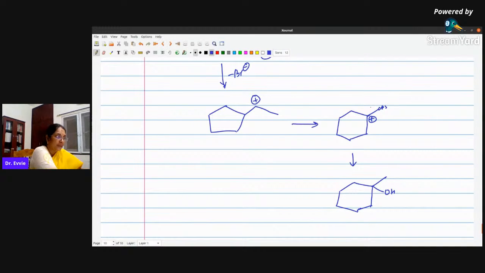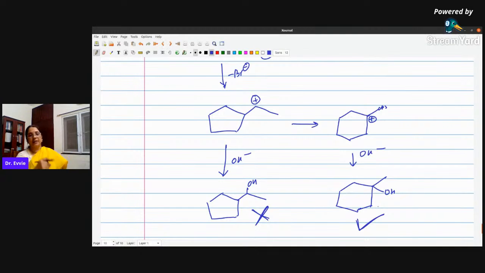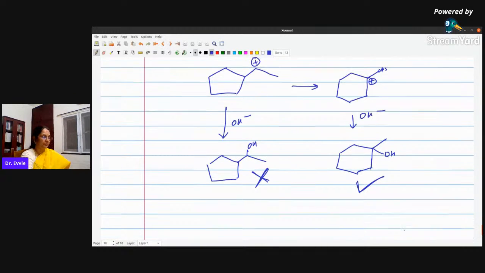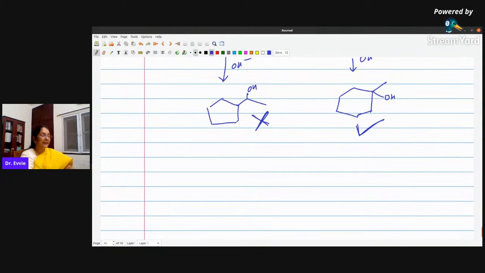So please do not write, if they give you some OH minus substitution, don't stop like this. Don't write this. This is not the right answer. This will be your right answer because it has undergone a ring expansion reaction. Why I showed you with respect to carbocation is to check, depending on the stability, it will rearrange itself and give you the product. Now, let us see the ring contraction.